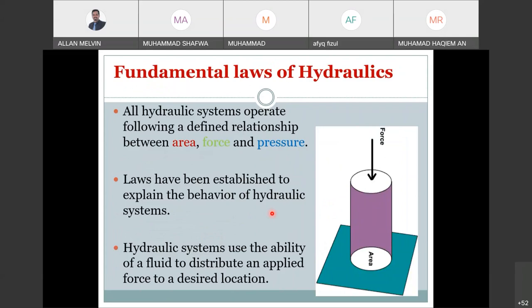The fundamental laws of hydraulics. It involves a lot of laws. Upper mechanical things normally will be associated with laws. All hydraulic systems operate following a defined relationship between area, force and pressure. I think in thermofluids we learned about this. The laws have been established to explain the behavior of hydraulic systems. Hydraulic systems use the ability of a fluid to distribute and apply force to a desired location. So the hydraulic system will apply hydraulic force, then the fluid will distribute the force to a particular area. It's all connected.